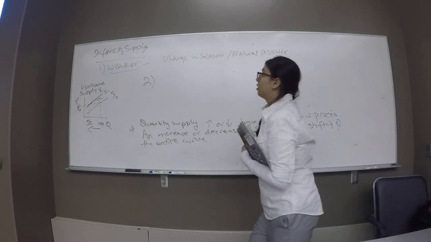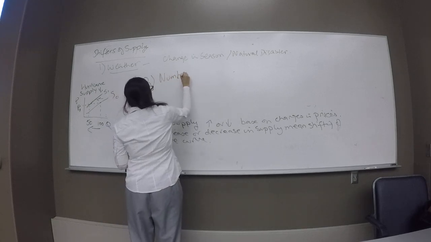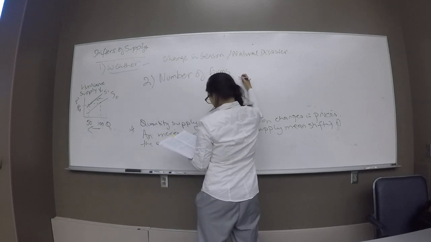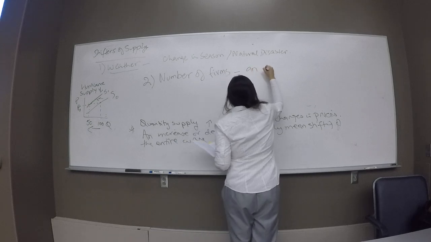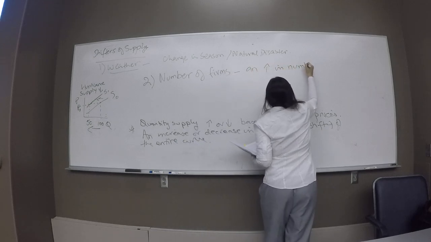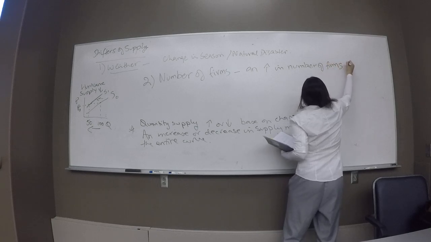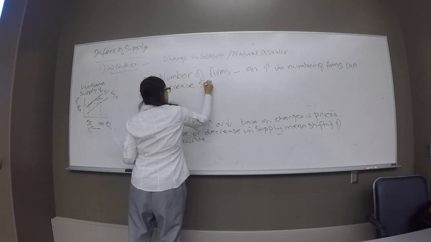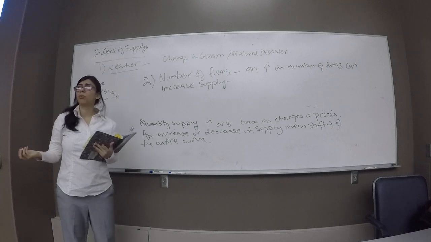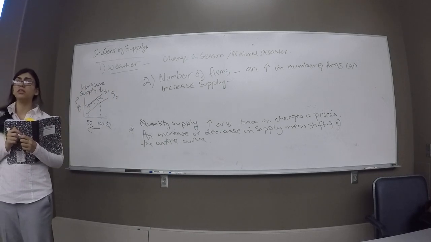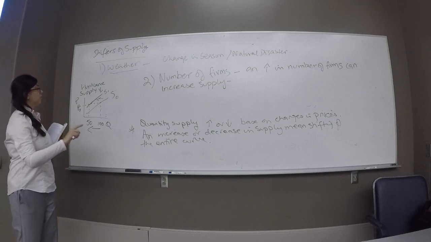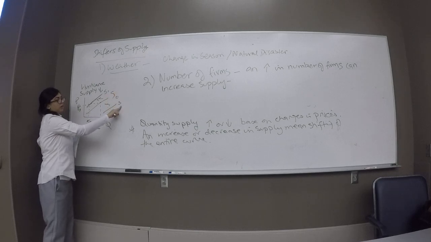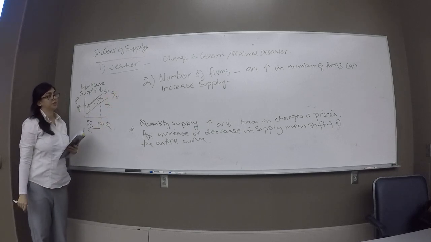Number two is number of firms. Number of firms can shift the supply curve. An increase in number of firms can increase supply. That's a simple one, right? If more people are producing a product, supply will shift to the right. It will increase. Before there were 4 producers, now there are like 100, so the entire curve will shift to the right.